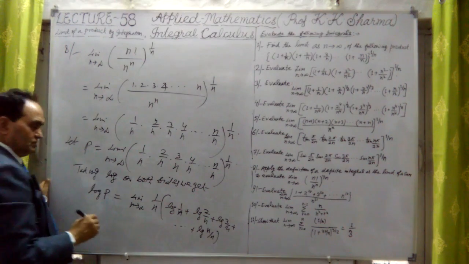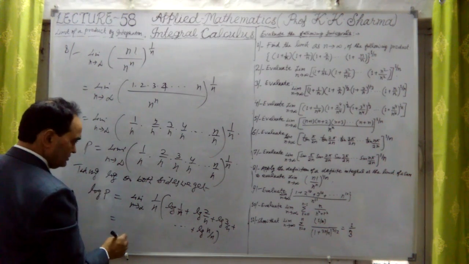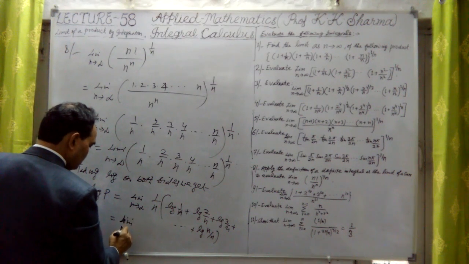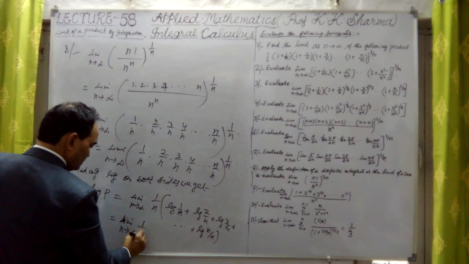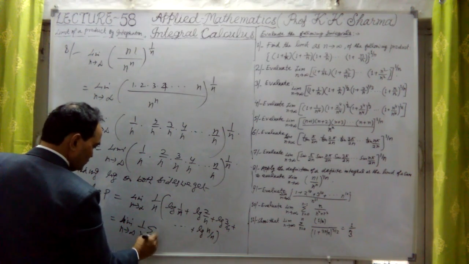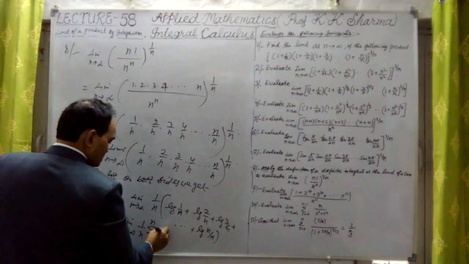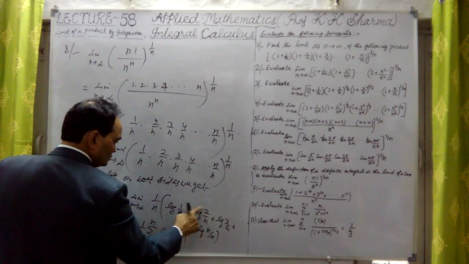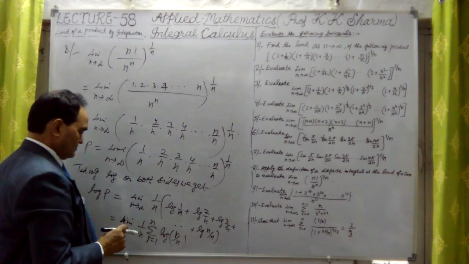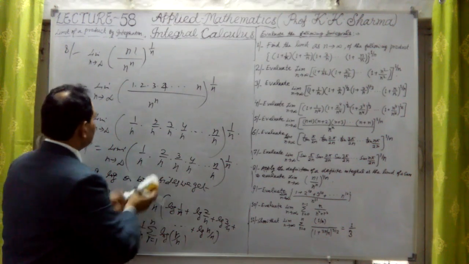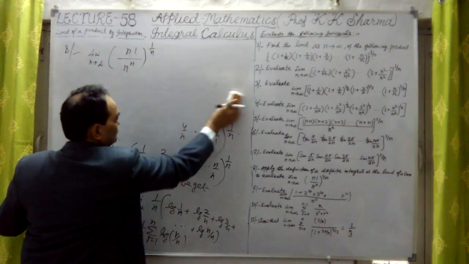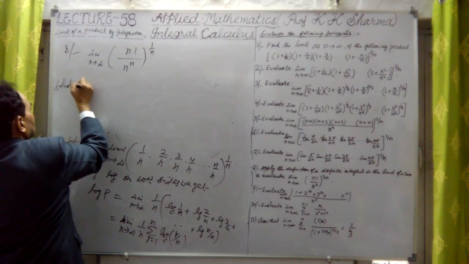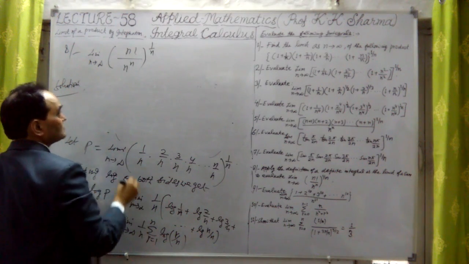Now writing the rth term of the series. The rth term of the series is equal to the limit as n tends to infinity of 1 upon n, sigma r is equal to 1 to n, of log of r upon n. Why? Because for 1, 2, 3 and so on, it is log of r upon n. Okay, this is the rth term. Now finally we are finding out the solution of this question.